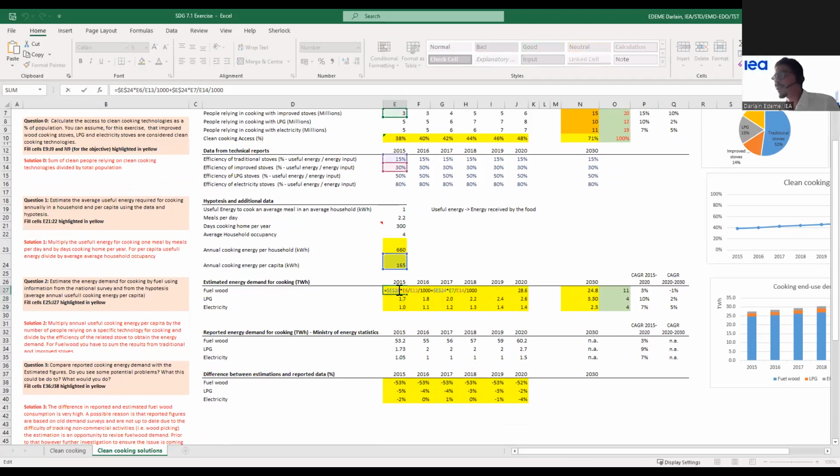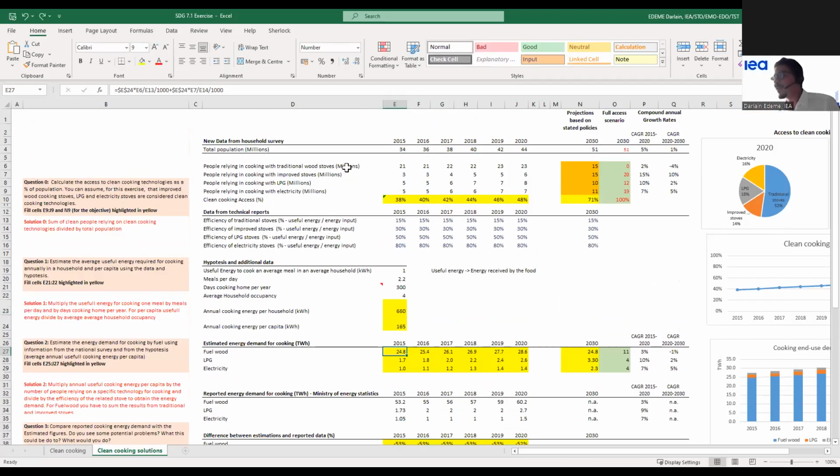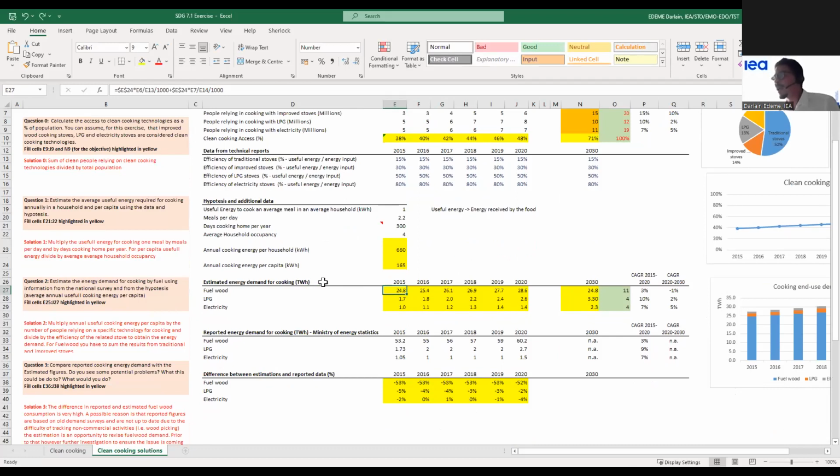Pay attention in this case to the units of measurement, because here we have million people and we are asking you to calculate in terawatt hours the total energy, while the useful energy and the annual cooking energy per capita is in kilowatt hours. So pay attention to all these divisions by 1000, because you have to take them into account, otherwise the results will have orders of magnitude of difference with respect to the solutions you will find in the Excel file. So you can calculate this for all historical data, so till 2020.